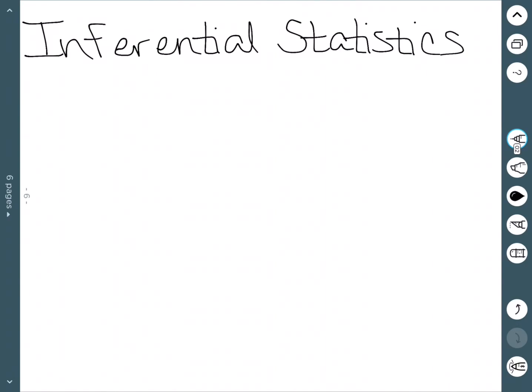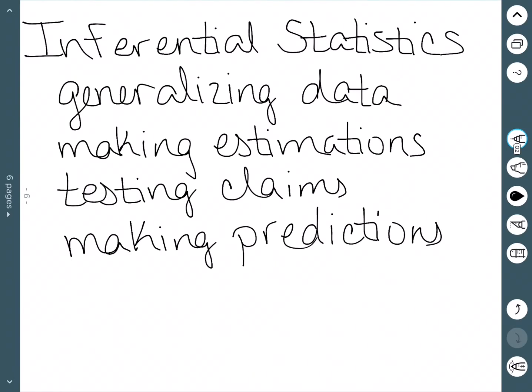The second type is known as inferential statistics. We usually tend to do descriptive statistics first and then inferential second. Inferential statistics is where we generalize our data. So now we've looked at a sample, we want to make some general claim about the population. Inferential statistics includes how we go about doing that. It also includes making estimations about the data, testing any claims that we may want to make, and also making predictions about what may happen.